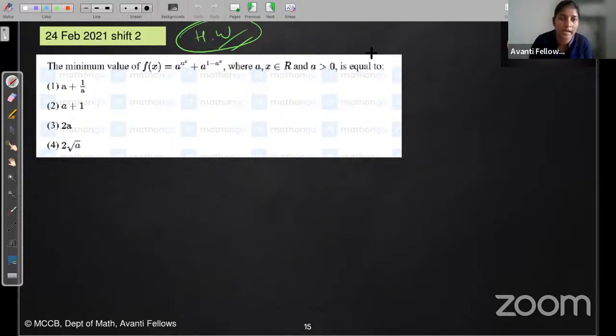Here, I can give one hint. The hint is that the arithmetic mean will always be greater than or equal to the geometric mean. We made use of this concept here, so please try to solve it. If you have any doubt, please let me know in the chat box. If you have any doubt in this complete chapter, let me know in the chat box.